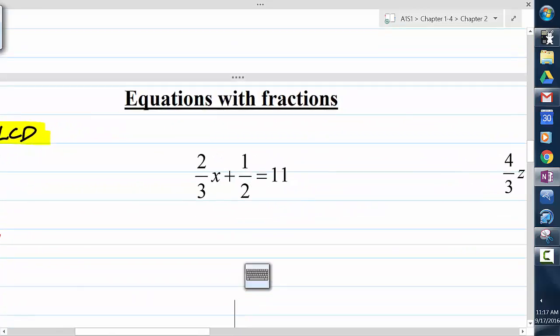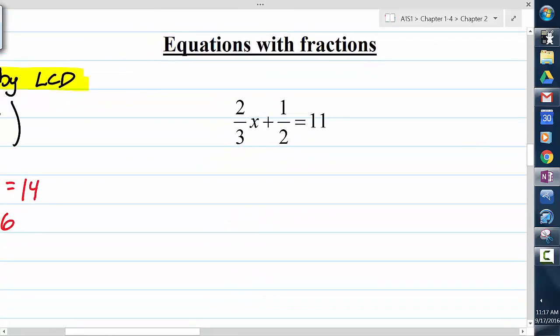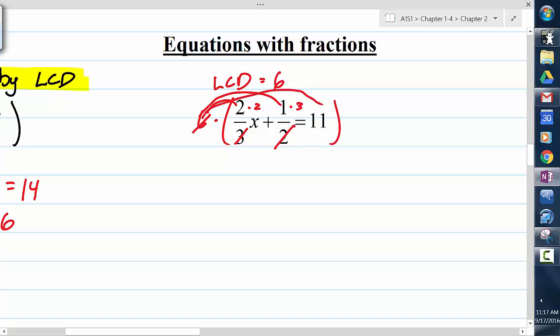Say you have 2 fractions here in this problem. The least common denominator is equal to 6, right? Because the denominators are 3 and 2. So if that's the case, let me multiply this entire problem by 6. If I multiply 6 by 2/3, the 3 crosses out with the 6, and I'm left with 2 to multiply with there. I multiply the 6 by 1/2. The 2 and the 6 cross out. I'm left with the 3 to multiply by. And I also am multiplying the 6 by this 11 over here.